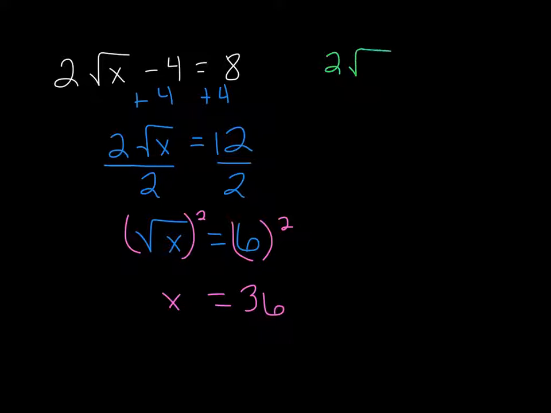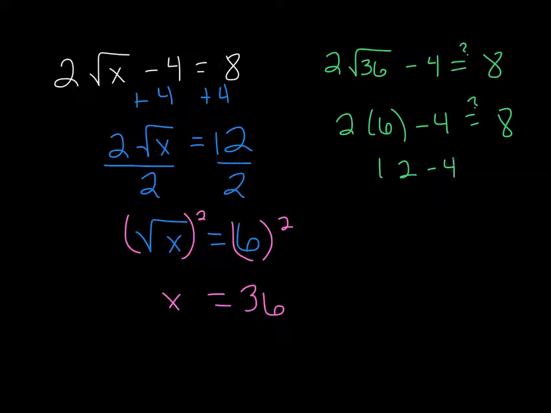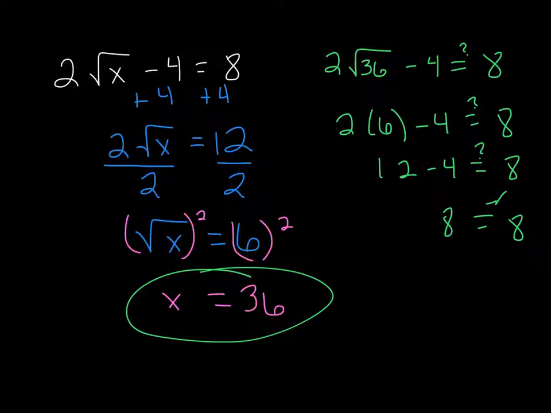So 2 times the square root of 36 minus 4 should equal 8. So 2 times 6 minus 4, which is 12, minus 4, which is 8. So our answer checks, it is correct.